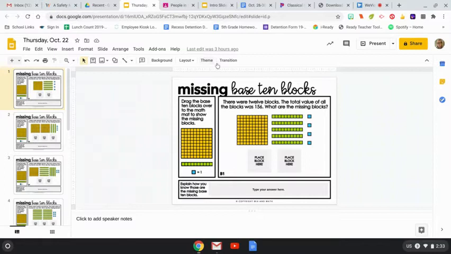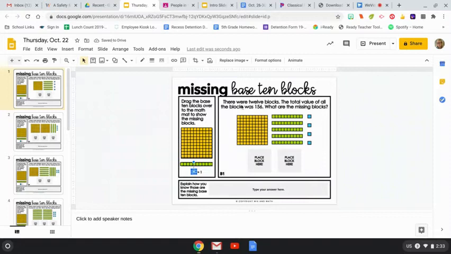So for slide 1, it says missing base 10 blocks. Over here, it says drag the base 10 blocks over to the math mat, which is over here, to show the missing blocks. So by clicking on this, I can actually slide these over. I can slide over a flat, I can slide over a long, I can slide over 1s if I need those as well. All right, so let's go over what needs to happen.